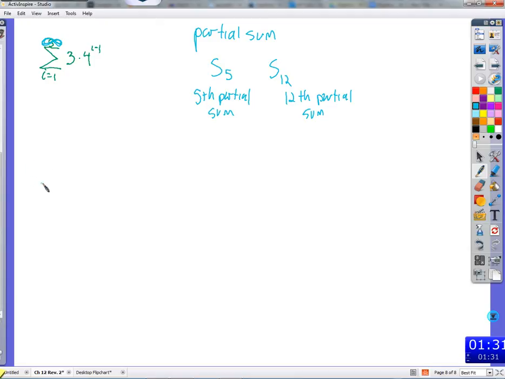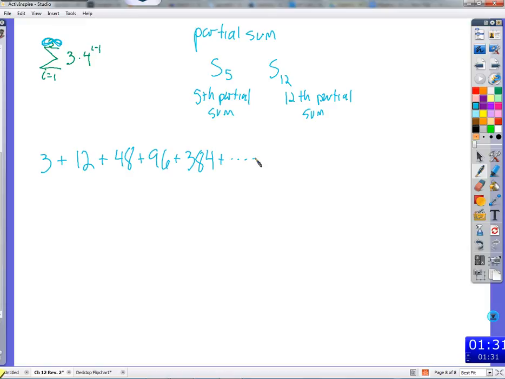What's the first number in this sequence? 3. And the next one? 12. And the next one? Next one, 6, and the next one, multiply that by 4, 384. Okay, and we just add forever and ever. What do you think is going to happen?